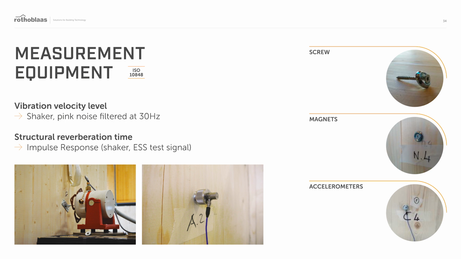The measurements were recorded by using a shaker, with pink noise filtered at 30 Hz for the vibration velocity difference, while an impulse response shaker with an ESS test signal was used to evaluate the structural reverberation time. Here in the slide, you can see the screws used to fix magnets, which held the accelerometers.